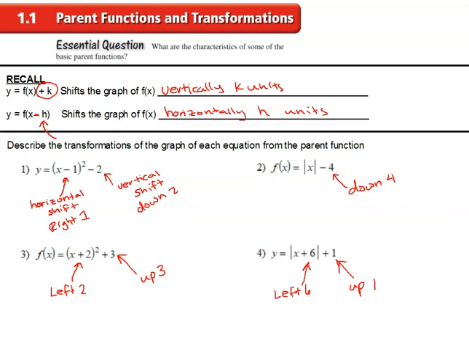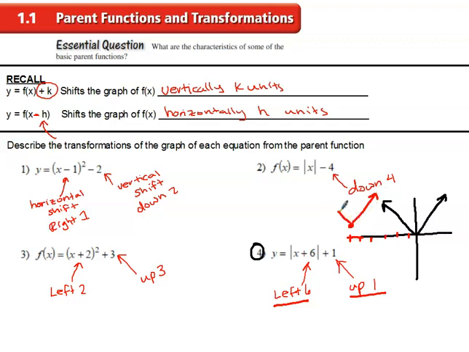So just to remind you what this means, if I start with the parent function, I'm going to focus specifically on number 4. The parent function is an absolute value function. So it's a V-shaped graph centered at the origin. To graph my new function, I need to go left 6 and up 1. So I would move left 1, 2, 3, 4, 5, 6, and I would go up 1. My V is now centered here.